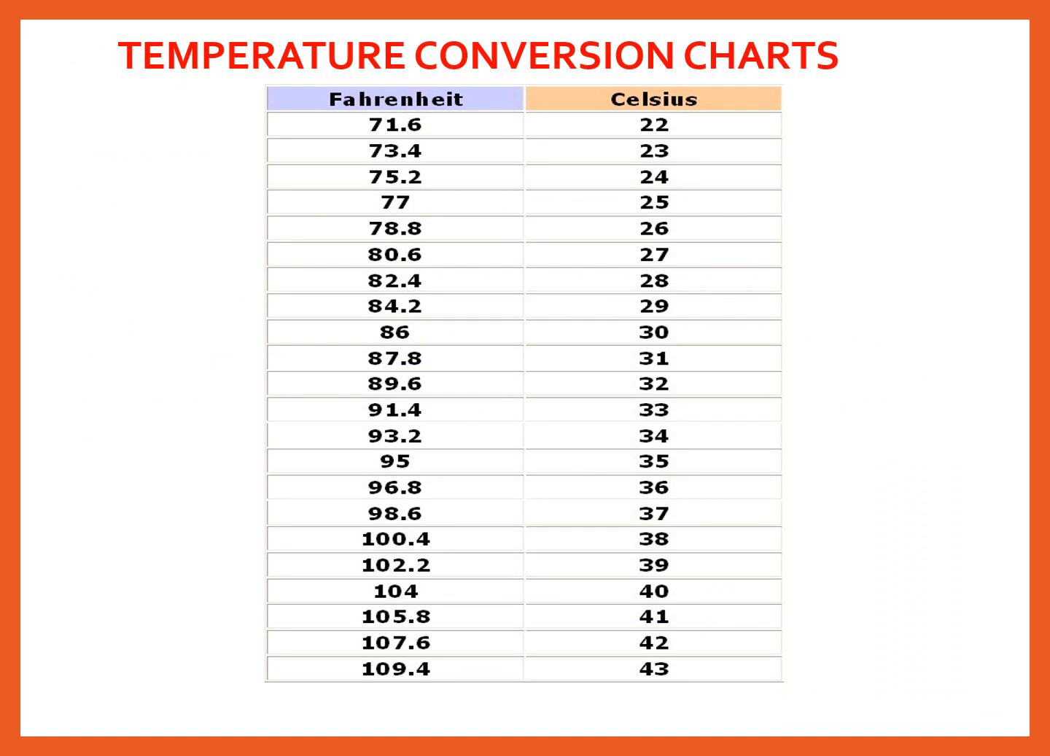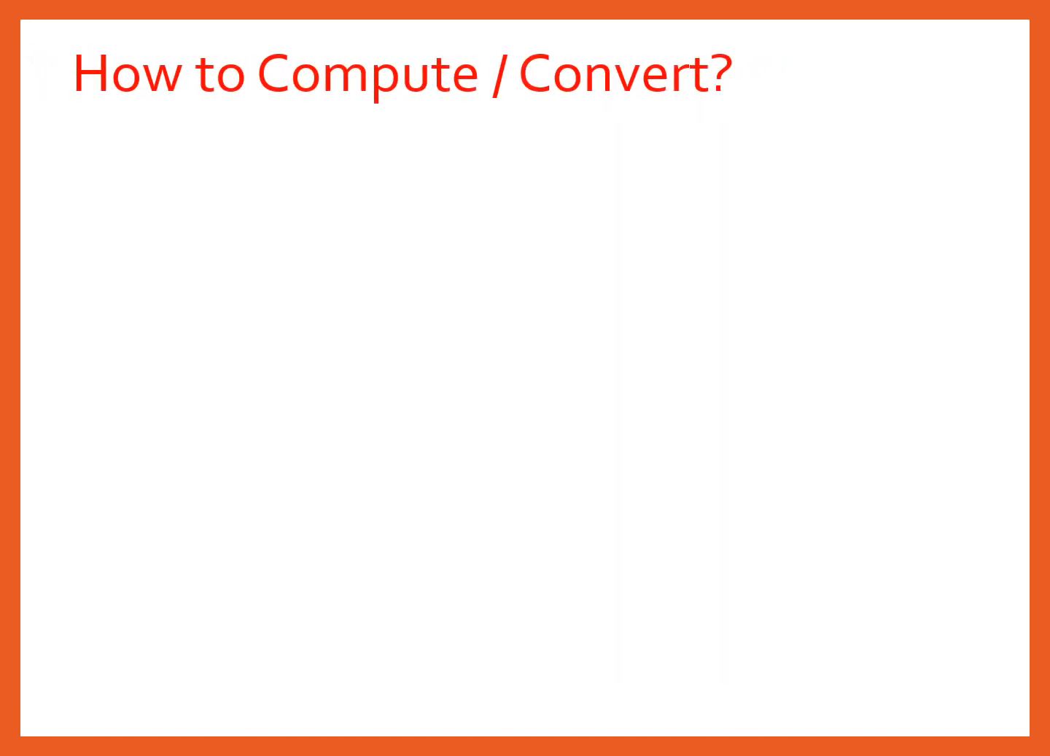So this is just a diagram of the temperature conversion chart. If the temperature of your patient is 37 degrees Celsius, in Fahrenheit it is 98.6. So how do we convert it? How do we compute or convert Celsius to Fahrenheit, or Fahrenheit to Celsius?